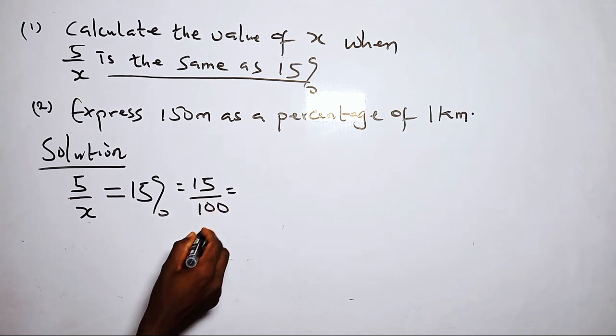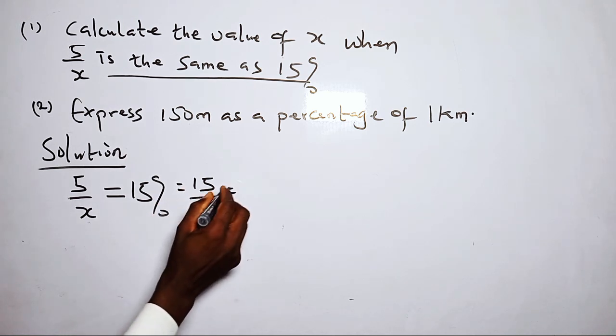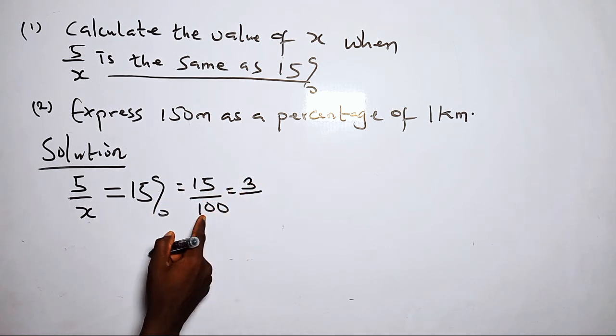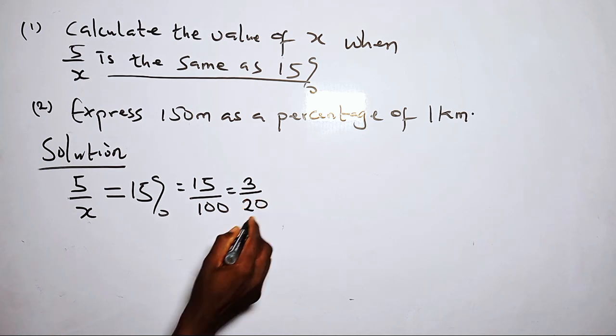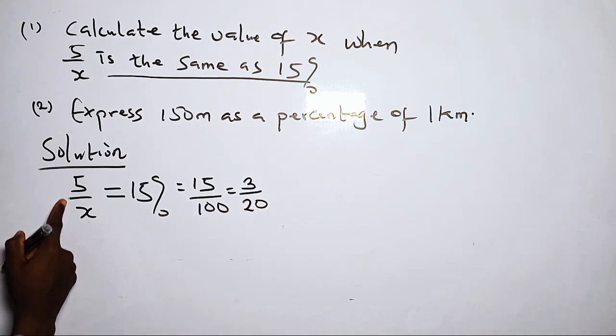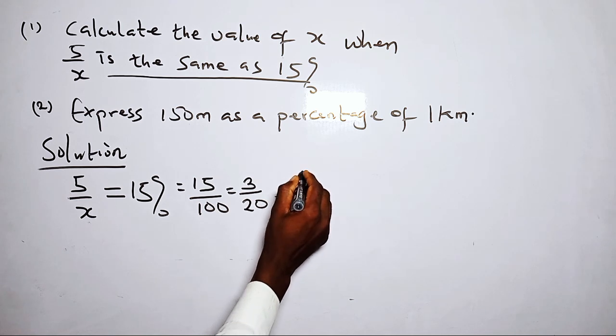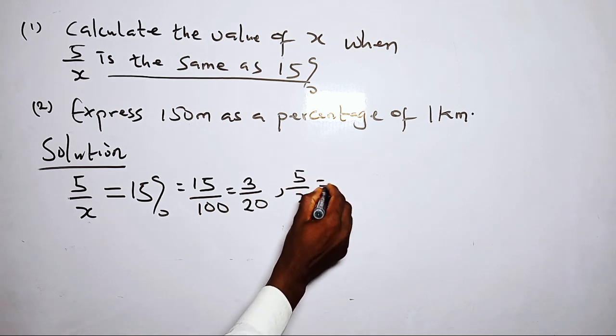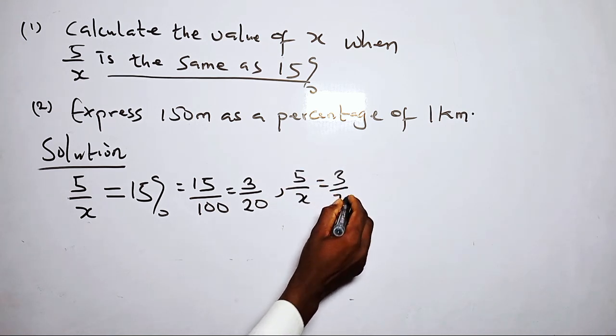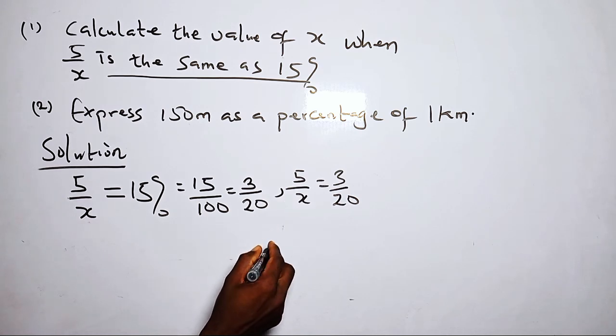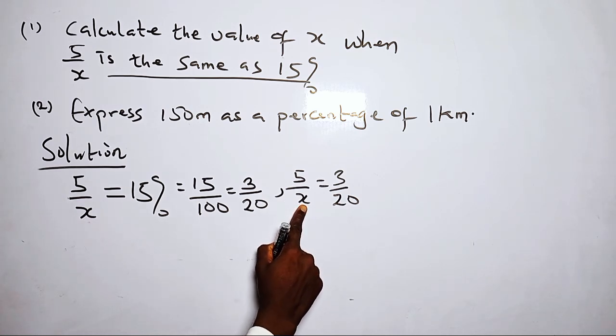So what can we use? We can use 5. 5 in 15 is 3, 5 in 100 is 20. That means 5 over x equals 3 over 20. So let's take it from here. How do we determine the value of x?